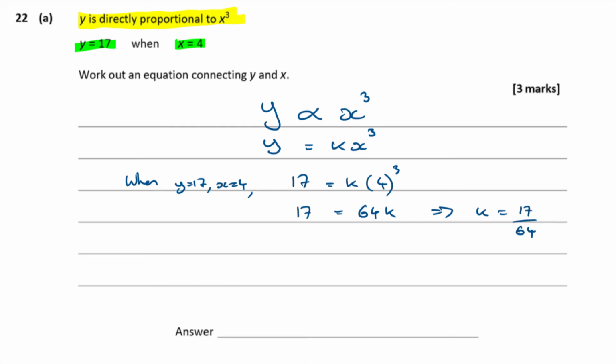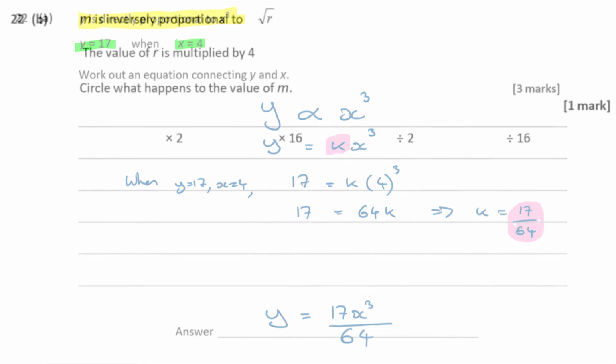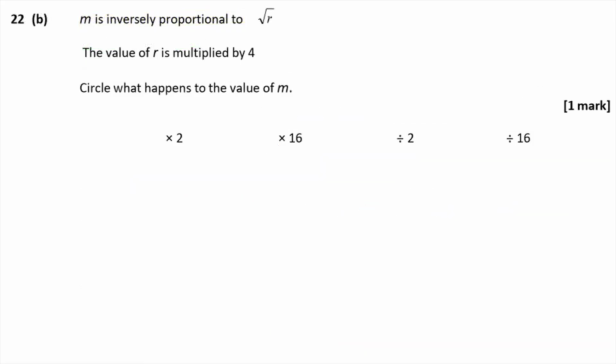Okay, so once we know the constant of proportionality, we can take this 17 over 64 and write it here in our equation, and then we'll have the complete equation linking y and x. So then y is equal to 17x cubed over 64. That is the equation. Okay, job done. Part B says m is inversely proportional to the root of r. The value of r is multiplied by 4. Circle what happens to the value of m.